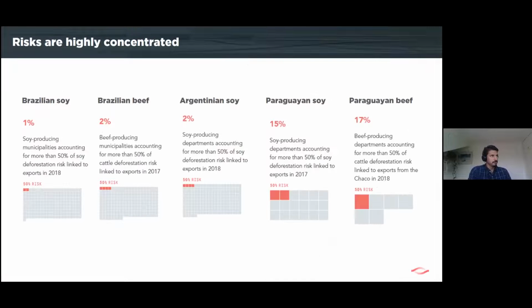Another message that we found, and I think it's the key fact that we keep bringing to our users, is that although it seems very complex to address that problem, actually the deforestation risk associated to the trade is really concentrated in a few places. In the case of Brazilian soy, for example, half of all the soy deforestation risk is concentrated in just 1% of all the soy producing municipalities in Brazil. In the case of beef from Brazil, 2%, Argentina, 2%, soy from Paraguay, 15%. So it's really concentrated across the commodities and across the countries where they are produced. That's a very powerful message for the consumer markets to see where they should focus their efforts.